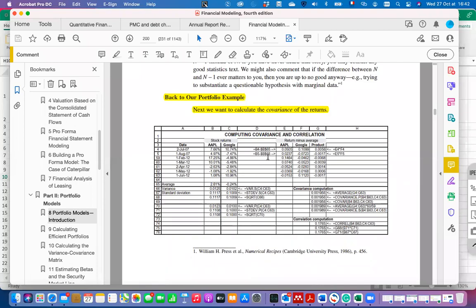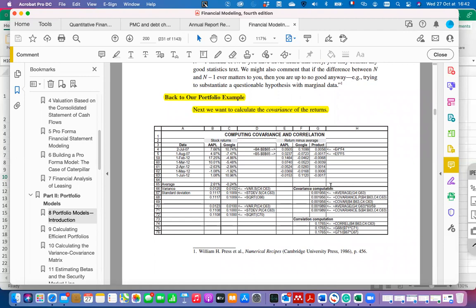So this is how we compute covariance and correlation, right? We have the same stock returns for Apple and Google, same period, right? Now, there are two ways to compute covariance and correlation: the traditional way, using the statistical formula, or using Excel formulas, right?